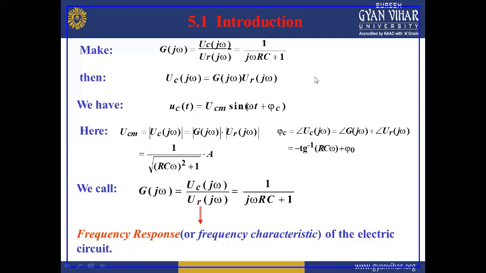Now we can call this the transfer function G j omega, which is equal to 1 upon j omega RC plus 1. But this is called the frequency response, the response of the system in terms of frequency. It is also called the frequency characteristics of an electric circuit.